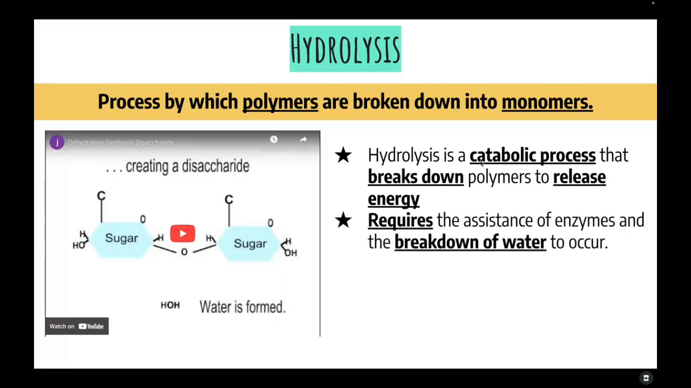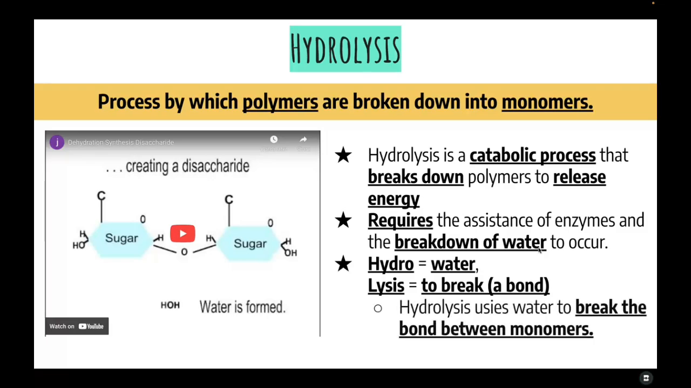And it still requires the assistance of enzymes, just like dehydration synthesis, in order for the breakdown with water to occur. So you need water. Hydro is water, and lysis means to break a bond. So hydrolysis uses water to break the bond between monomers. Okay? Lyse, I always think of it like lysing something, it's breaking down something. Hydro, you need water. All right?